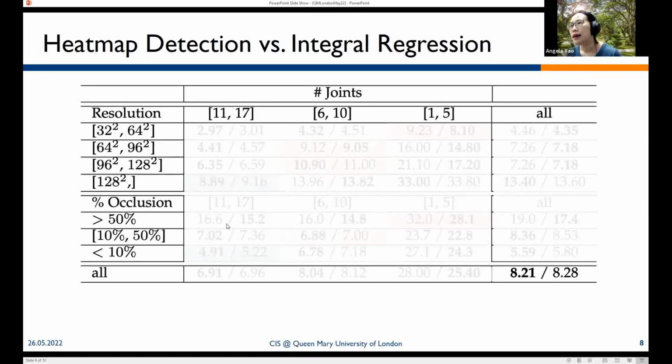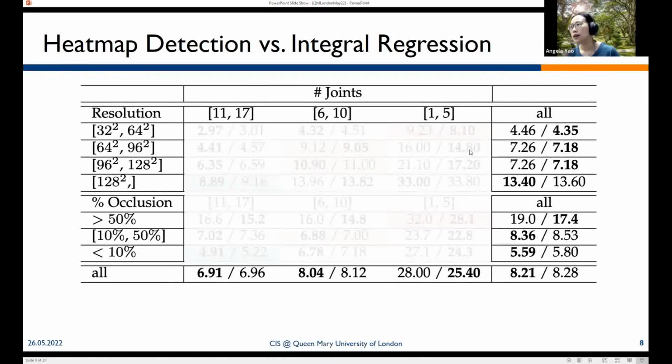But interestingly, if we start to split these sub-benchmarks, for instance, by considering only the number of joints, we observe that for certain ranges, the regression tends to do better. In this case, when very few joints are present, which is the hardest setting, regression does better. Similarly, if we consider the different resolutions, in the easiest setting, which is the highest resolution bounding box, detection does better than regression. But in the other settings, regression seems to have a bit of an edge.